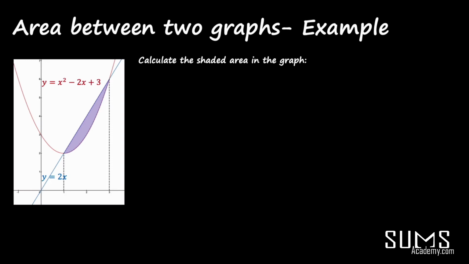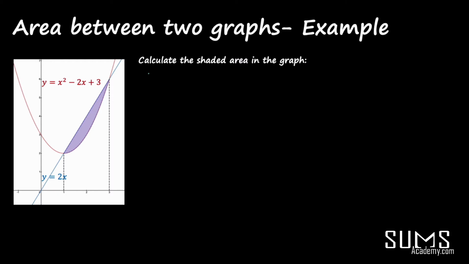Okay, so now we have an example. We want to calculate the shaded area in the graph. The first thing we want to think about is which is the greater function of these two in this interval. We've got y equals 2x and y equals x squared minus 2x plus 3. In this one, we can see that y equals 2x is the greater function, the larger function, for this span here.